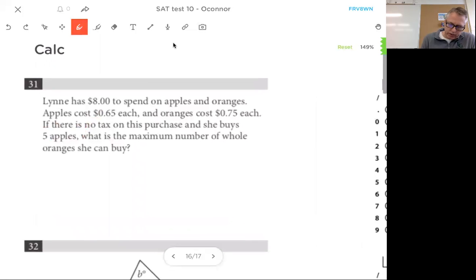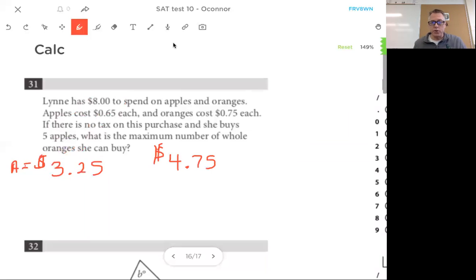And so I could do that. 5 times 60 cents would be $3, and 5 times 5 cents would be 25 cents. So that's $3.25 she spent on apples. And this is a calculator question, so of course I could use my calculator to do 5 times 65 cents. If she had $8 and she spent $3.25 on apples, 8 minus 3 would be $5, minus the 25 cents, means she has $4.75 left to spend on oranges.